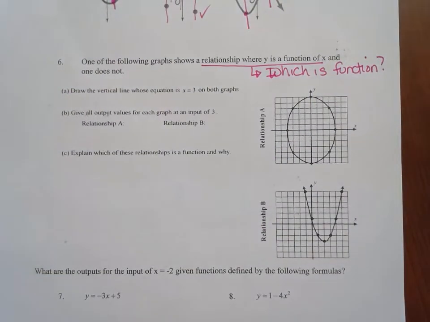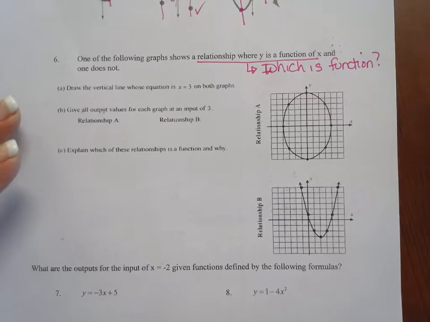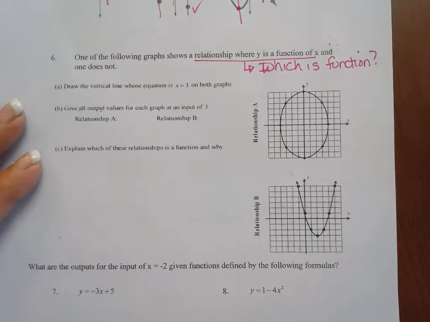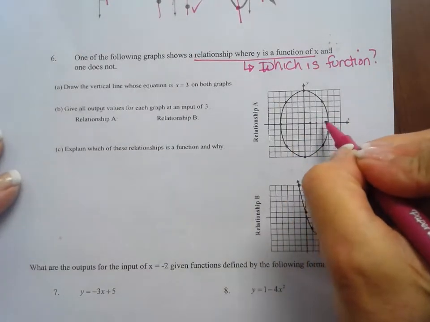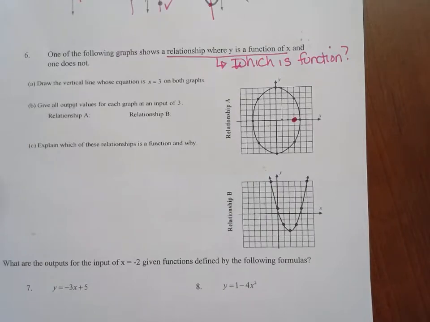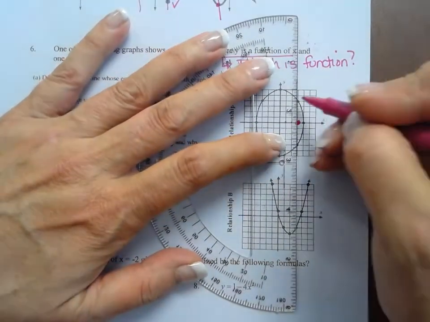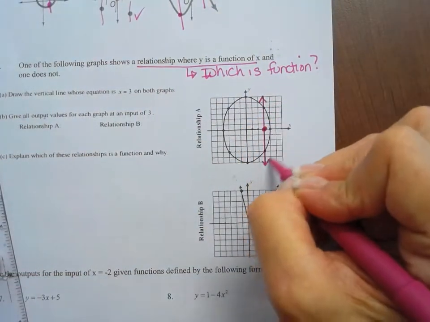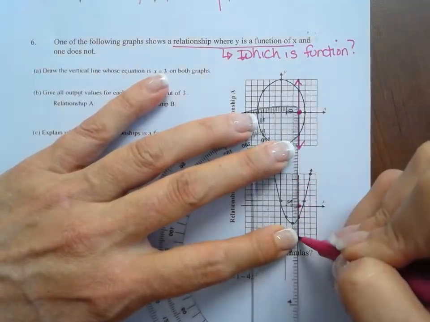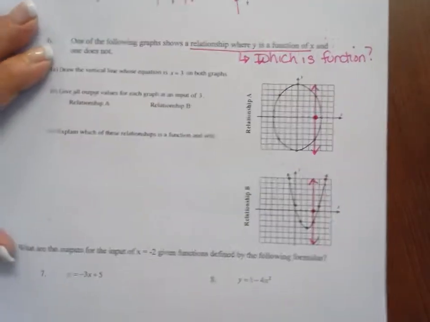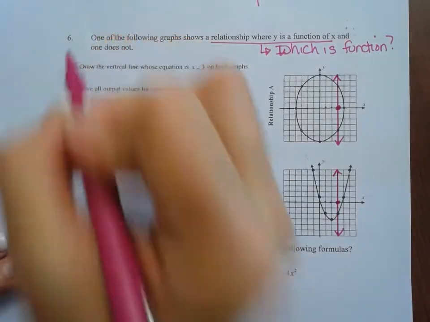Okay? So, draw a vertical line whose equation is x equals 3. So how do you go about doing that? What's the easiest way to do that? Well, where's x equals 3? On your x-axis, right? So there's my point, x equals 3. And now draw a vertical line. All right, so x is equal to 3, and I draw a vertical line. Okay. All right, we did that part.